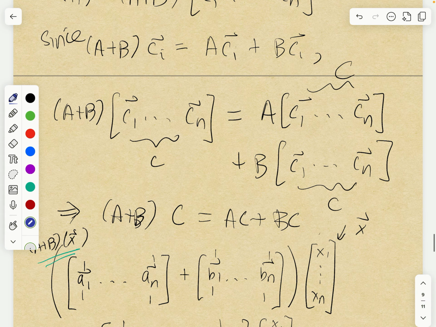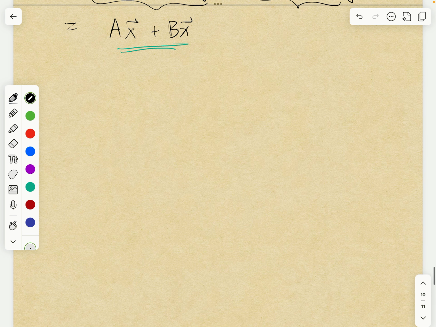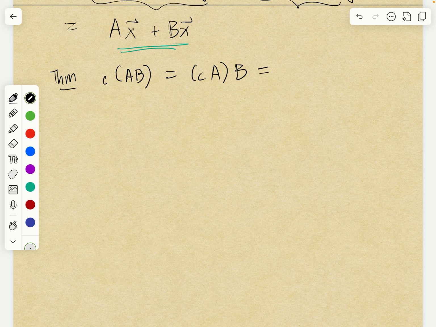Okay, so let's close with a few more facts about properties of matrix multiplication. And the last one is pretty easy. It's just if you have a scalar times a product, you can multiply it any which way you want. You can multiply the scalar by the first matrix and then multiply that by B, or you can take A and then multiply the scalar by B. Okay?